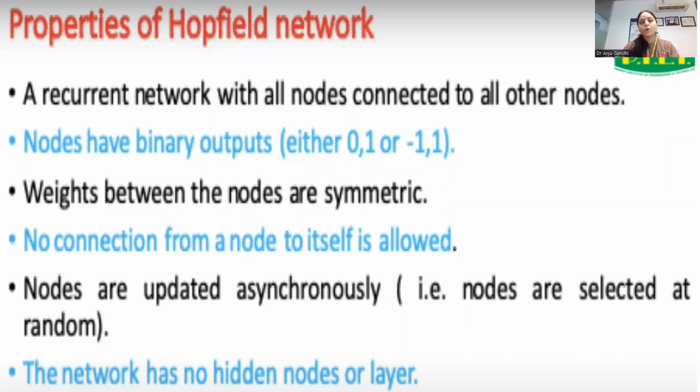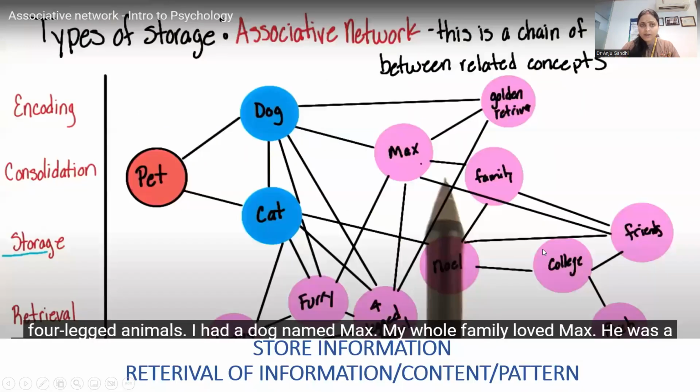So, talking about the properties of Hopfield networks, we have discussed that it is a recurrent network and uses associative memory, right? Now, what is associative memory? We need to understand that this is the way we store things and retrieve them. These are the basic features of the Hopfield network, and this is what we mean by associative network.